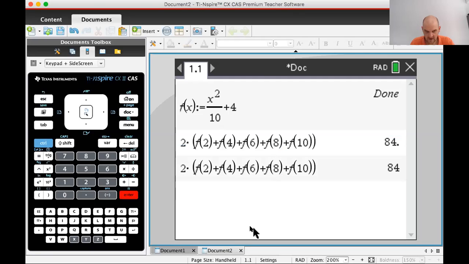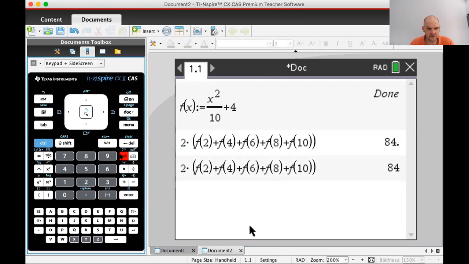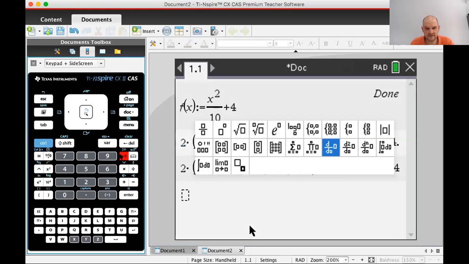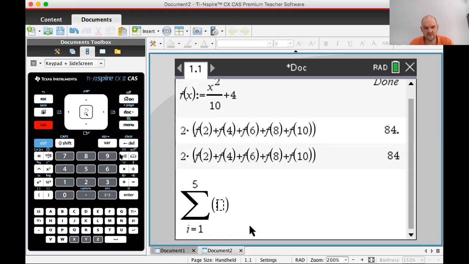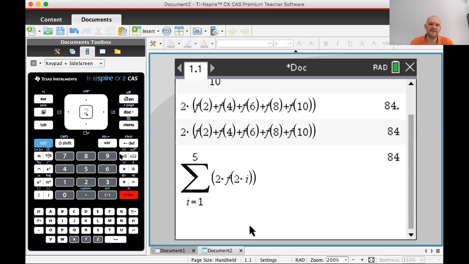Okay. What if I type in the summation? Summation from the first rectangle to the 5th rectangle is really what I'm doing. 2 times f of 2i, really 0 plus 2i, but 2i. Enter. 84. That's so much simpler.